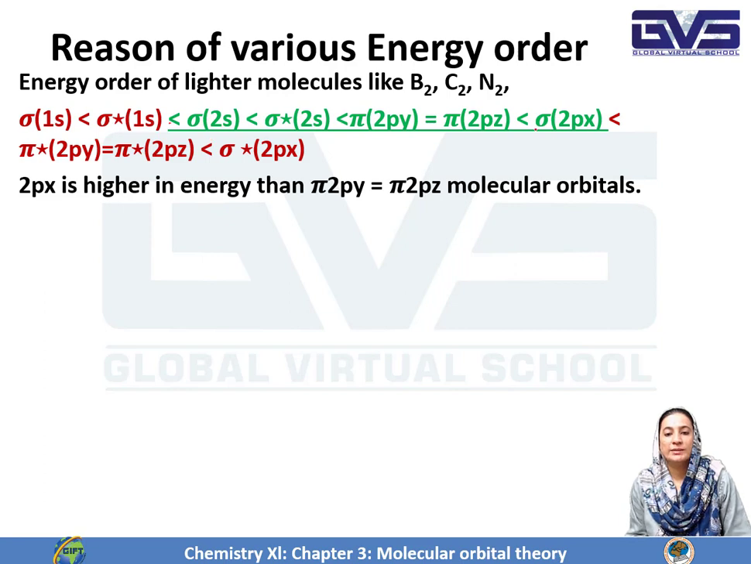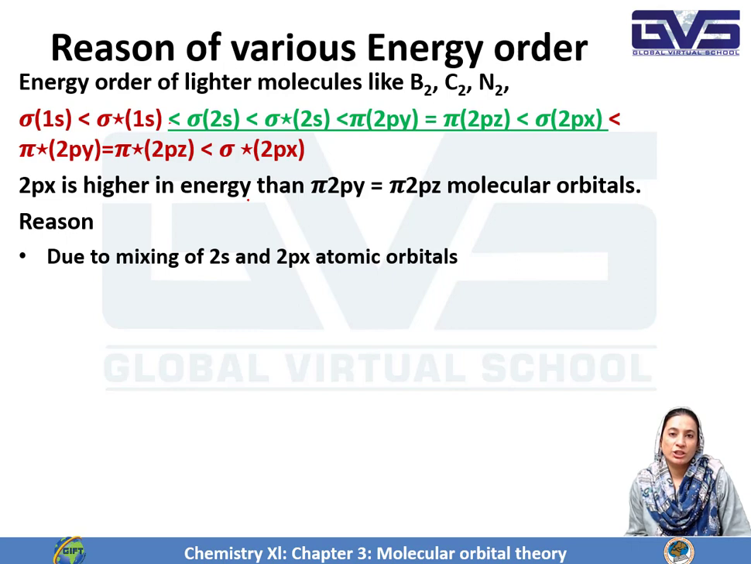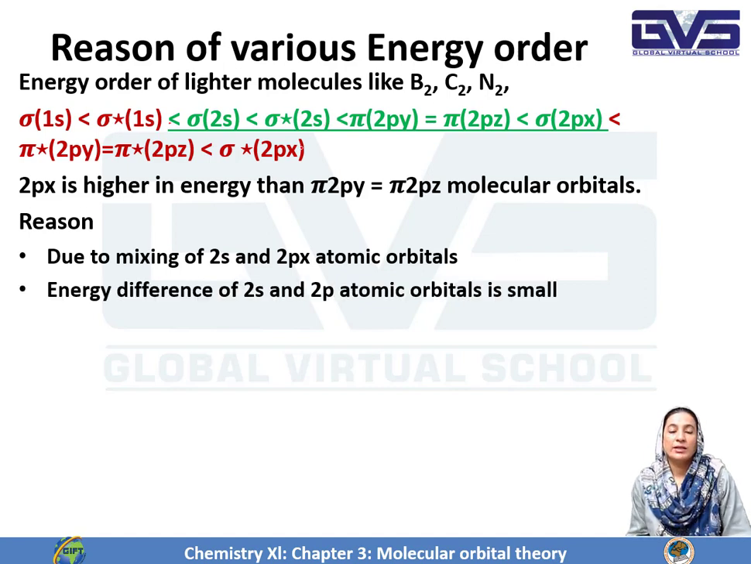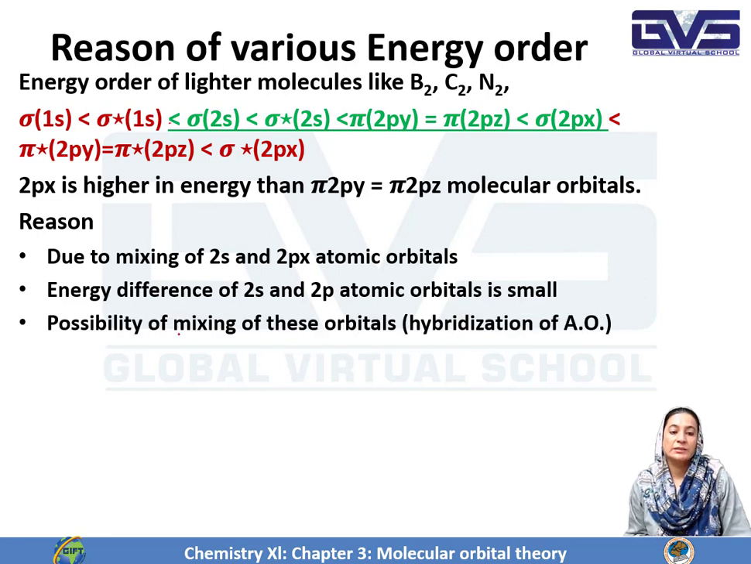That shows 2px at higher energy as compared to this one. This is actually due to mixing of 2s and 2p atomic orbitals, as I already told you. The other reason is the energy difference. What is the energy difference reason? There is a low energy difference between them. That's why there is a possibility of mixing of these orbitals, like hybridization.